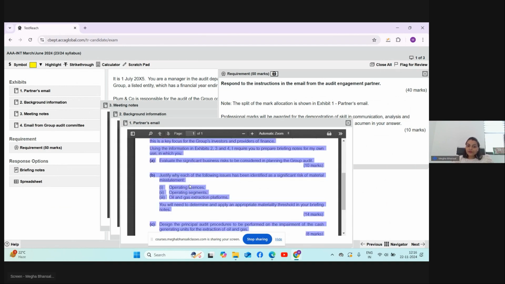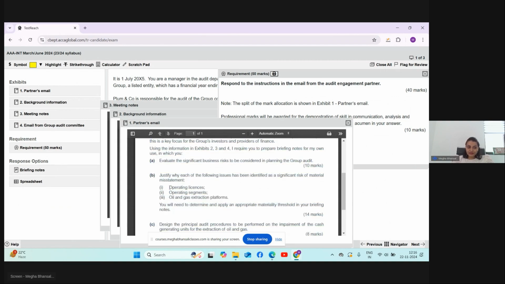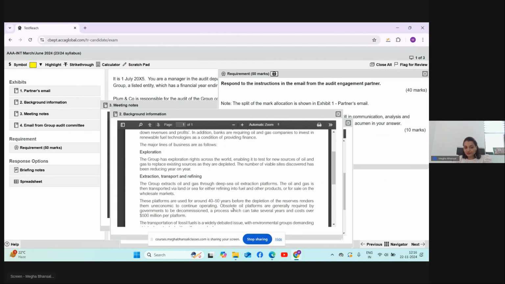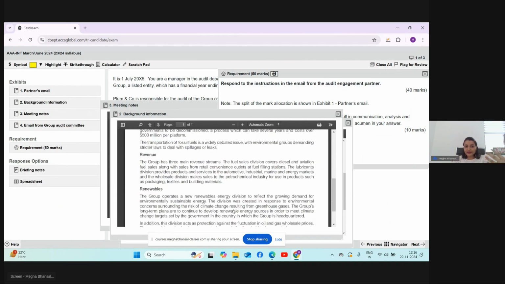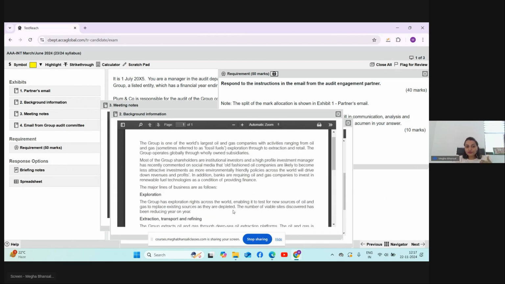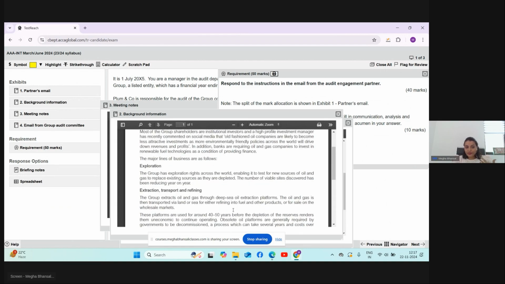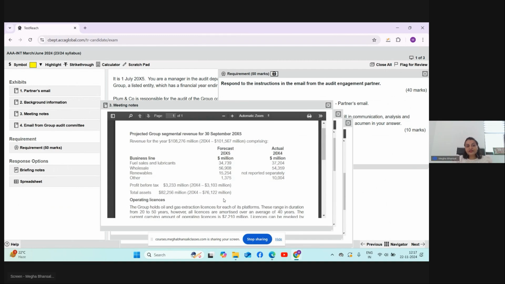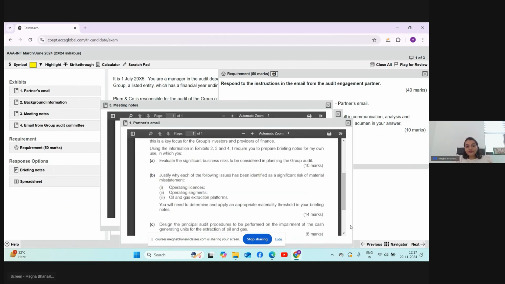So whatever information you get about operating license, you can start highlighting. As and when you're reading, probably there is something in the background information which talks about how the license has to be acquired, how it needs to be renewed. So you have to start highlighting that here. Then something could be there in the notes. So that's why first read your requirement, so you know exactly what information you should be picking up from your exhibit.